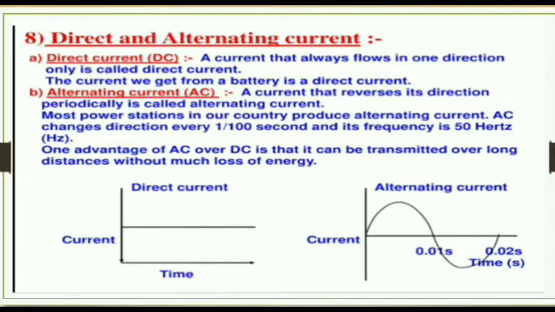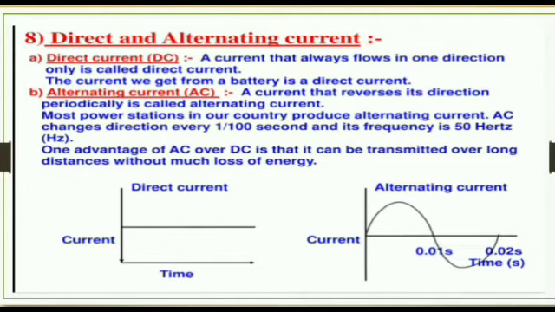We know that the current we get from a battery is a direct current. If I am taking one battery, the battery delivers DC current at almost 0.5 volt, right? But if you go to home, the power supply is AC current, that is alternating current, right? Now come to this one. The current that reverses its direction periodically is called alternating current.